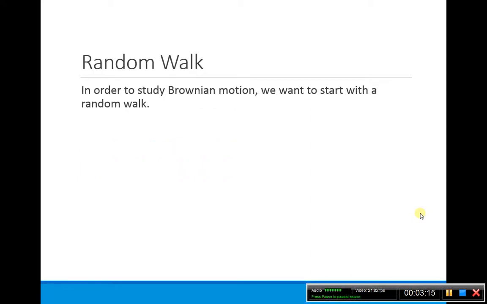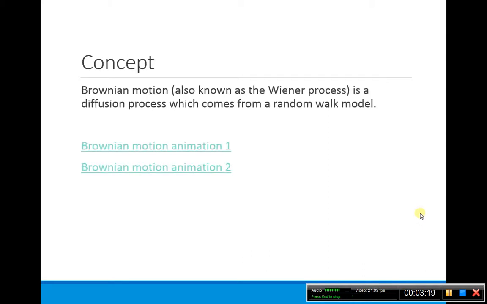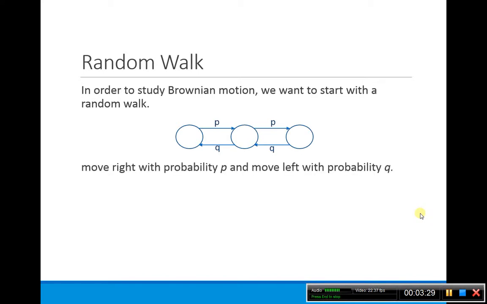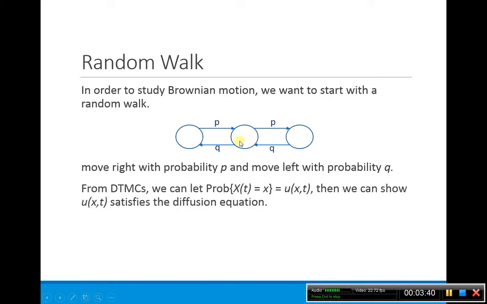And so we actually start with a random walk. I told you on this slide that Brownian motion is thought of as a diffusion process that comes from this random walk. So we're going to start off talking about a random walk. Here is a diagram of a random walk, where if you're in one state, you can move right with probability p and move left with probability q. This is what we've seen before in discrete time Markov chains.